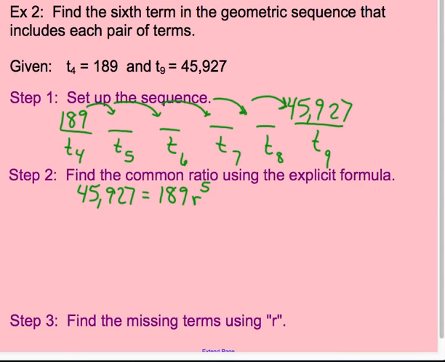So solving it exactly the same way, dividing both sides by 189, I get 243 equals some number to the 5th power. So same thing, you can either take the 5th root, if you can find that on your calculator, or just raise it to the 1/5 power, and we get a common ratio of 3. So then we can use that to fill in the missing terms, and we only need 2 more terms to find the 6th term, because that's what we're looking for here. So 189 times 3 gives us 567. When we multiply that by 3, our 6th term was 1701.